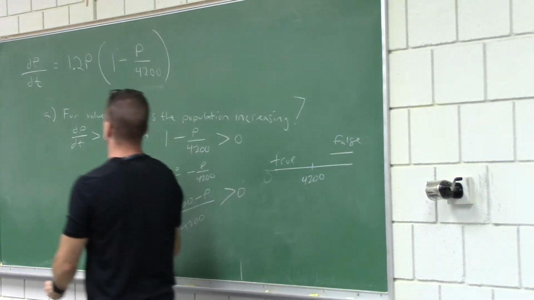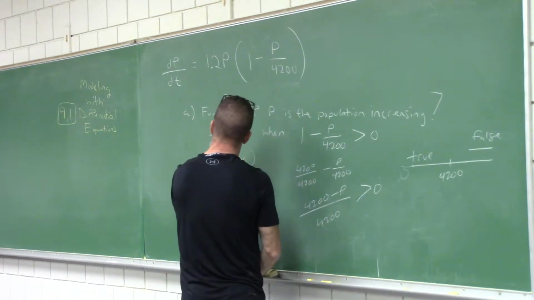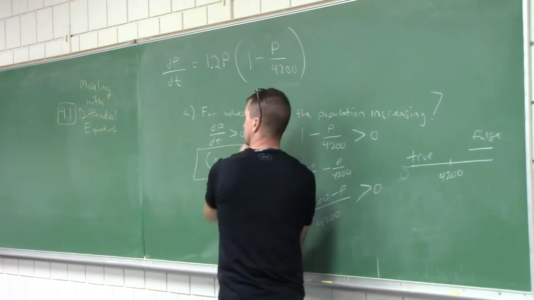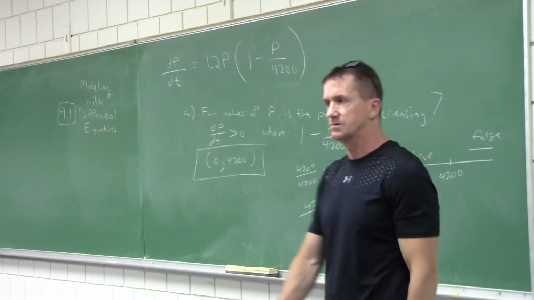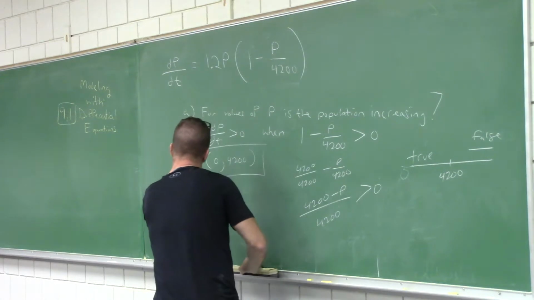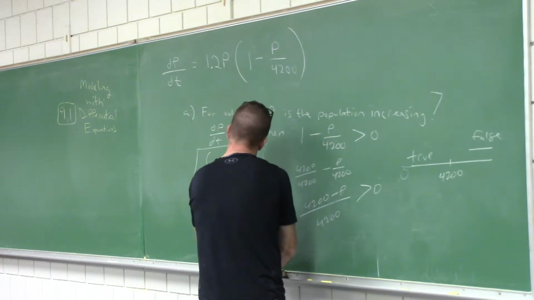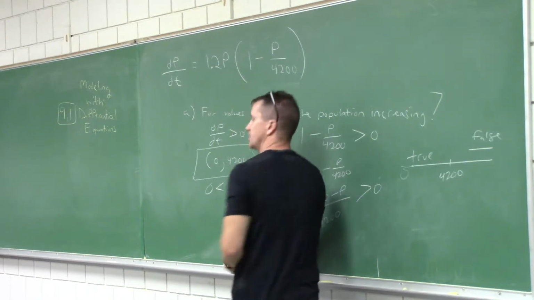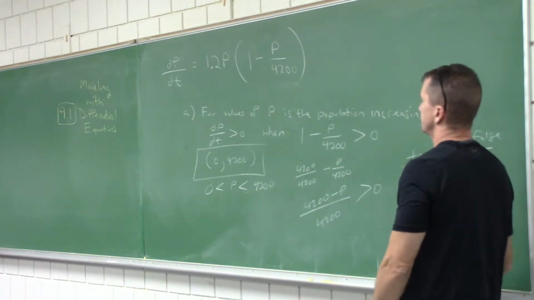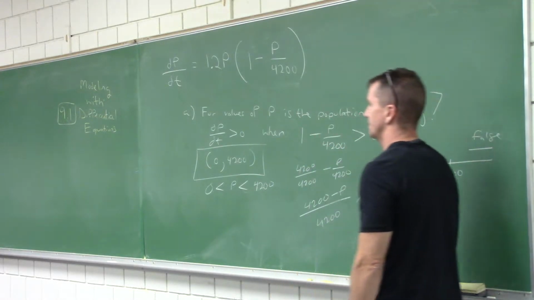And I'm going to put this in interval notation, and I'll put a box around it. There you go. It's the interval 0 to 4,200. You don't have to write this in interval notation. If you want, you could say, when the population is greater than 0 but less than 4,200. You can write it like that. So basically all real values between 0 and 4,200.